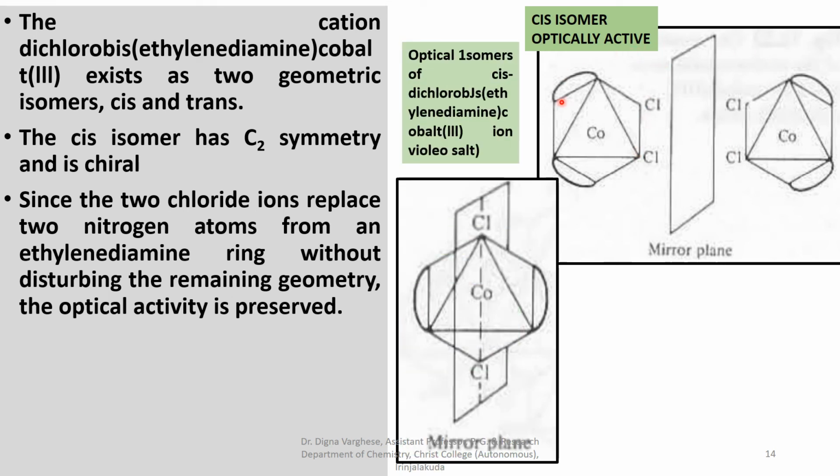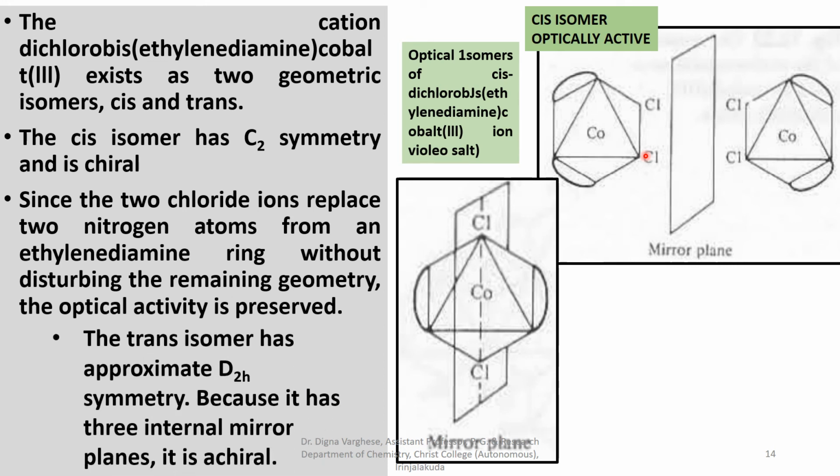So the cis isomer is optically active. This is an optical isomer of the cis-dichlorobis(ethylenediamine)cobalt(III) ion that is obtained from the Violeo salt. The trans isomer has approximate D2h symmetry. In this case, two chlorine atoms are present in the axial positions of the octahedron, that is, on the Z axis. That is, the two chlorine atoms are on opposite sides. So it is a trans isomer. It possesses a D2h symmetry.